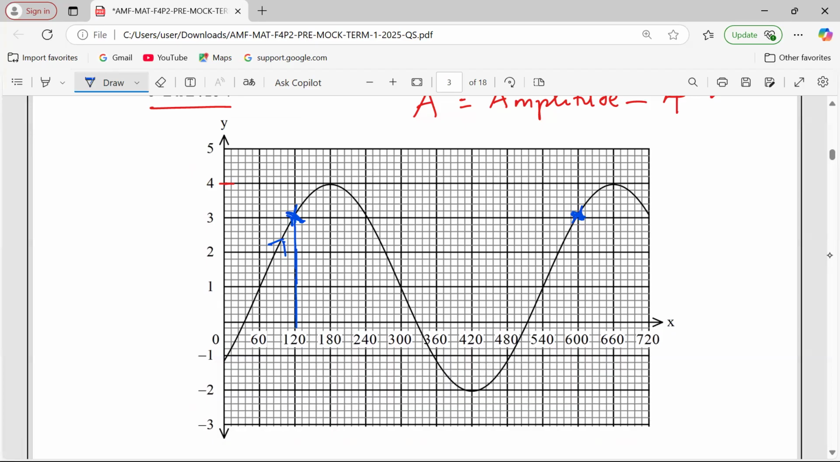So from 120 all the way to 600, that difference is what we call the period of a wave, which will be given in degrees. So 600 minus 120 gives us 480 degrees. So the period T is 480.